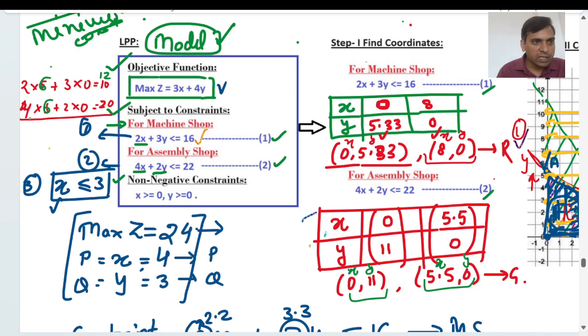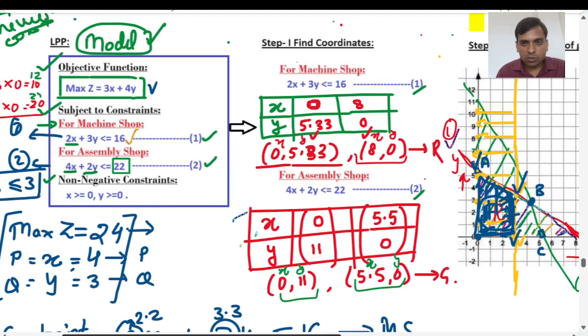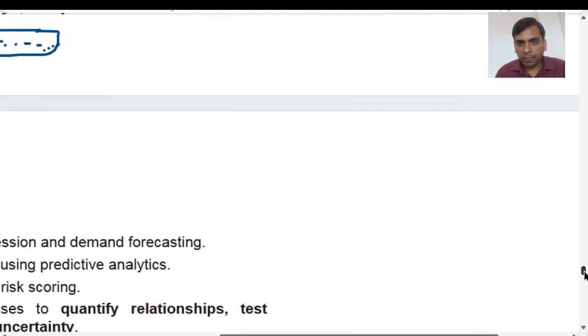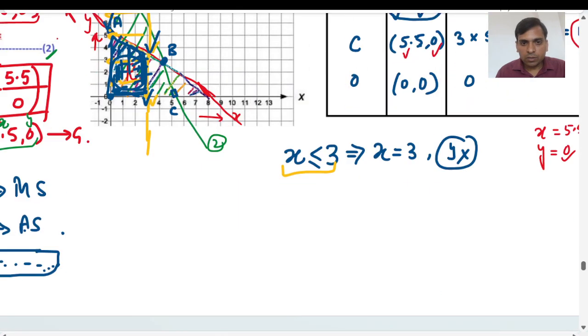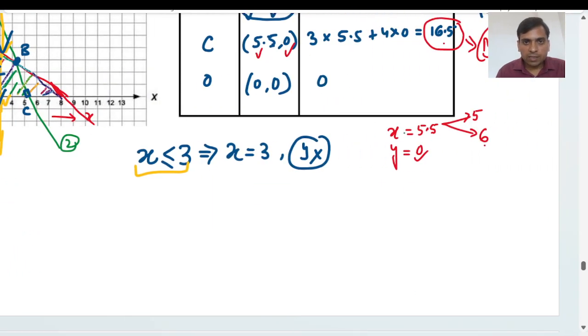And if we put 6 in this equation, 4 into 6, 4 6 are 24. Now this value is 24, but this is restricted to 22. So in this case, the solution is not 6 units, the solution is 5.5. So this is called an integer program. So in this case, the answer is 5.